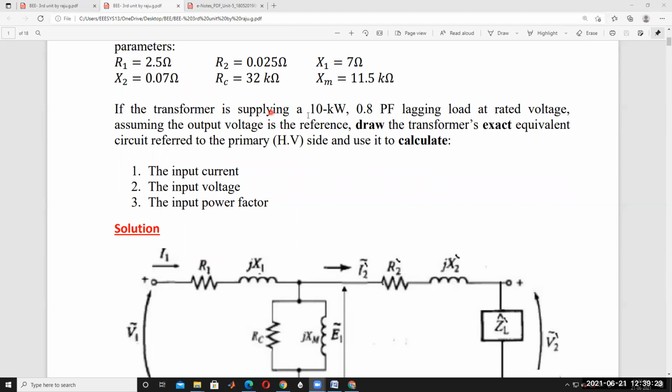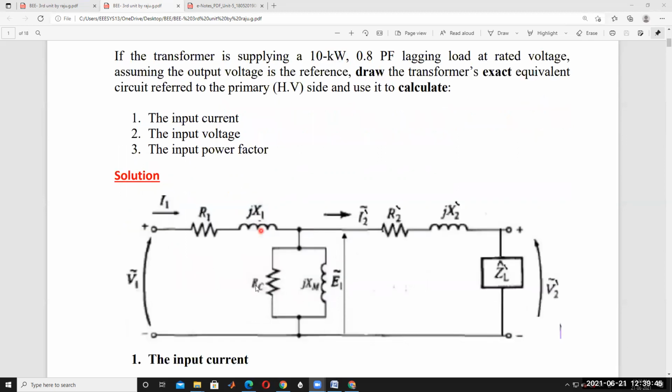If the transformer is supplying a 10 kilowatt load, this is called the load. The rating of the load is 10 kilowatts and 0.8 power factor lagging. Okay, rated voltage. Assuming the output voltage is the reference, draw the transformer exact equivalent circuit referred to the primary side. This is the exact equivalent circuit of the transformer referred to the primary side.